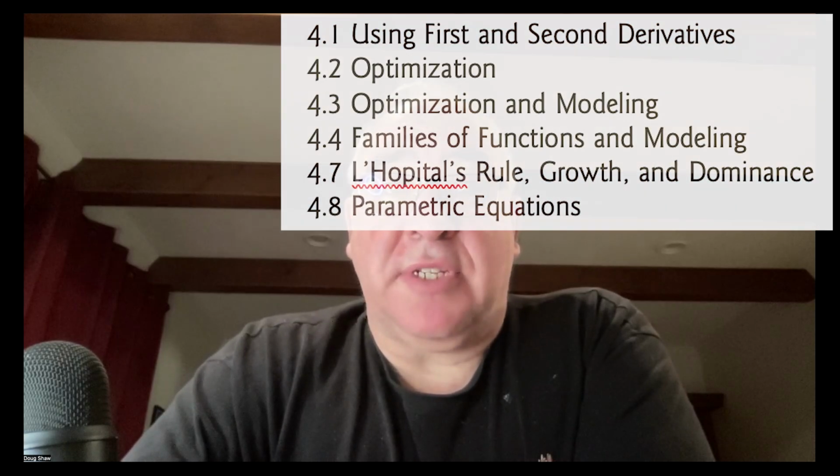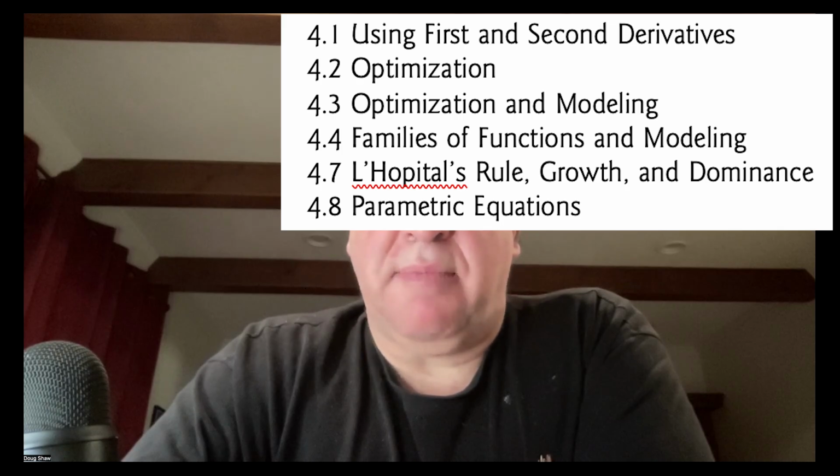I'm going to start with a list of topics. The list of topics is available on e-learning under the handouts folder, but I'm just going to speak really briefly now. The sections are going to be 4.1, using first and second derivatives, 4.2, optimization, 4.3, optimization and modeling, 4.4, families of functions and modeling, 4.7, L'Hopital's rule, growth and dominance, 4.8, parametric equations.